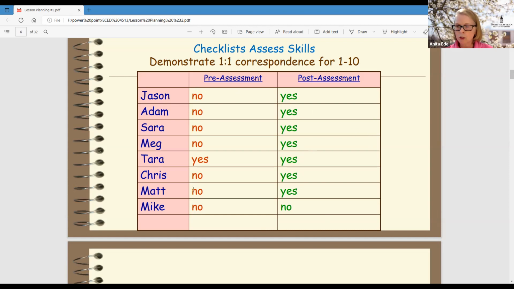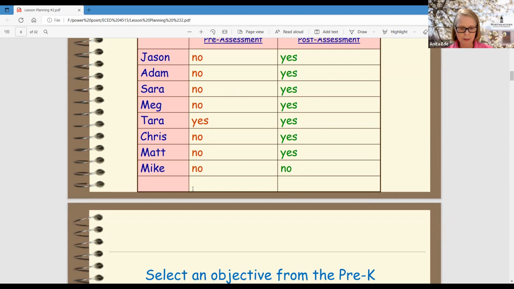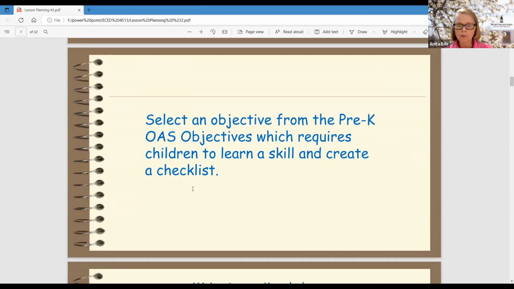The pre-assessment you've done the week before, one-on-one. Make yourself a center that day and call them to you one by one so they can have their formative assessment. So if you were with me right now, I'd say select an objective and create a checklist, but you can do that on your own at home if you want to for practice.